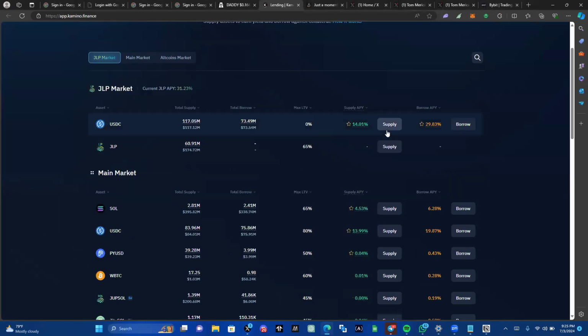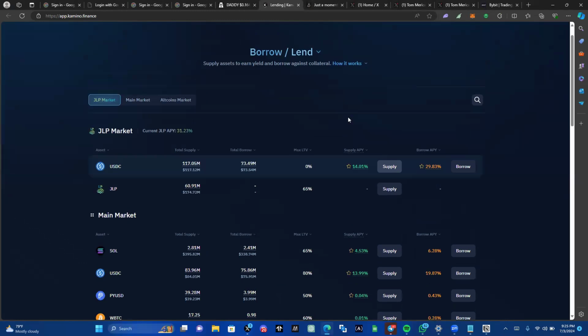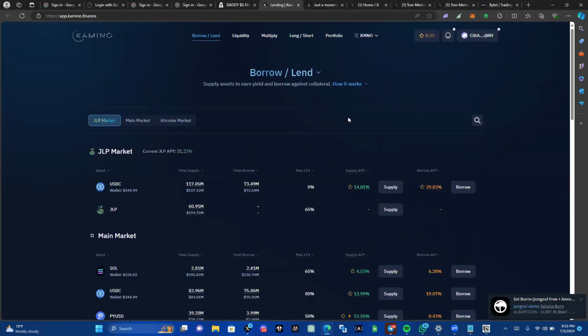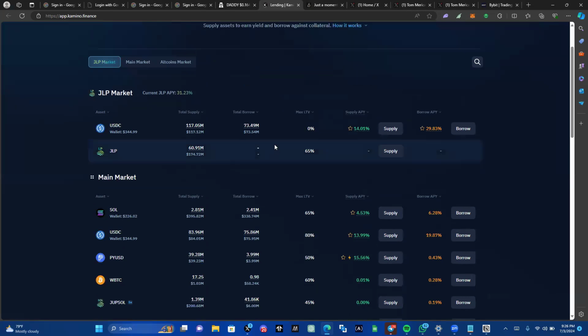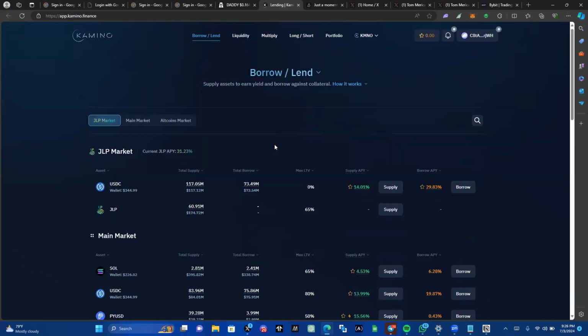I'll show you how to connect. So okay, this is the Kamino decentralized finance platform. This Kamino is used for borrowing and lending tokens. So if I have Solana and I don't want to risk it, I'll just lend it here to be receiving APY, which is like commission. If you lend it here, people will borrow it and use it to trade.